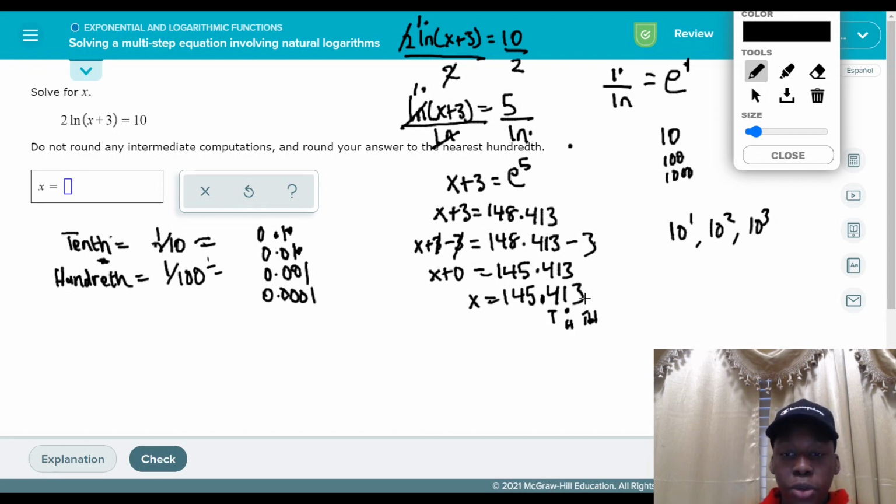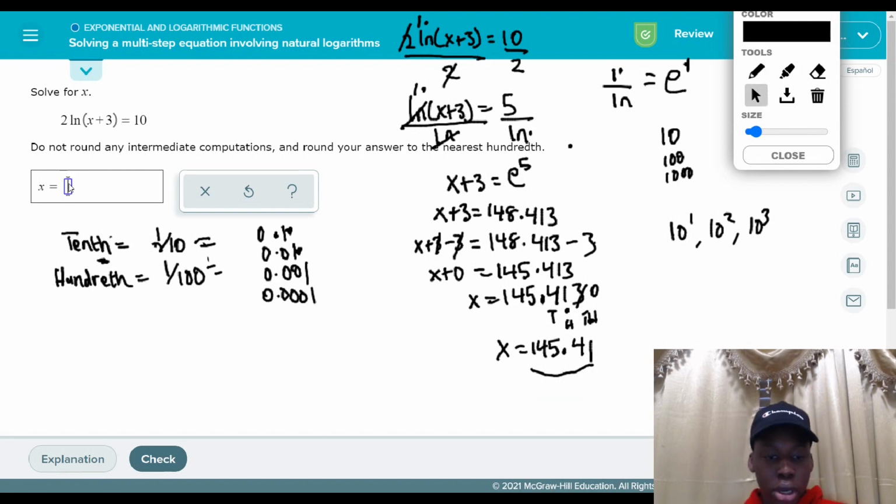Okay, so based on our observation, 3 is less than 5, right? It's not greater than or equal to 5. So that means this automatically turns into a 0, and then we don't add any 1 to this. So this is x equals 145.41. So based on this, we've rounded it to the nearest hundredth. Okay, so let's check out the answer. 45.41.